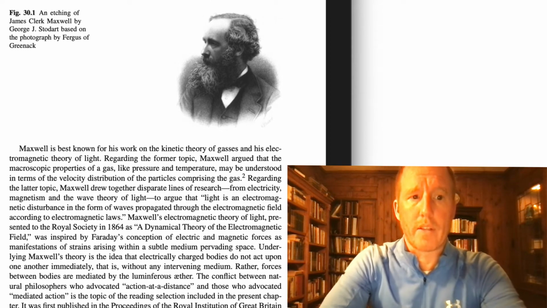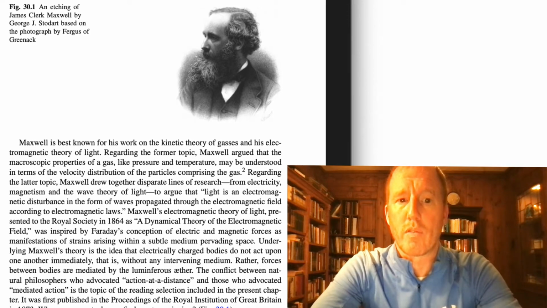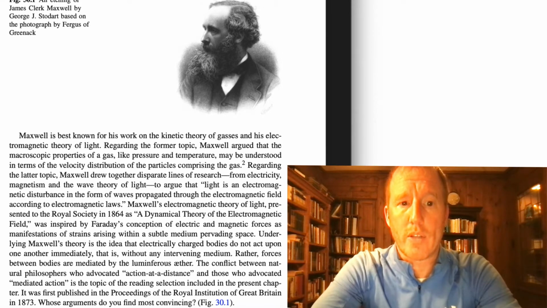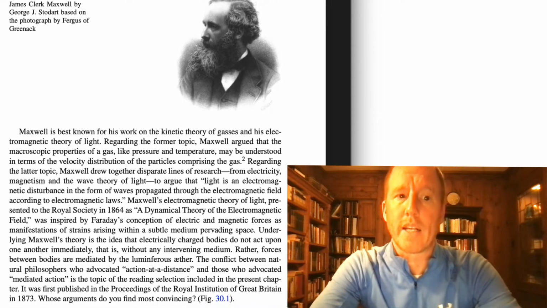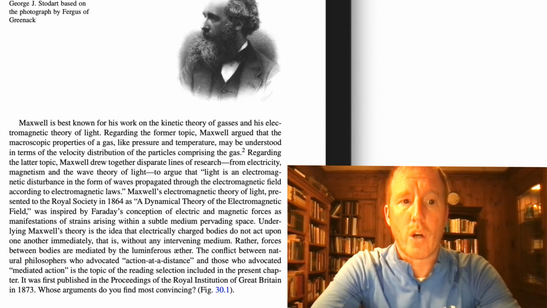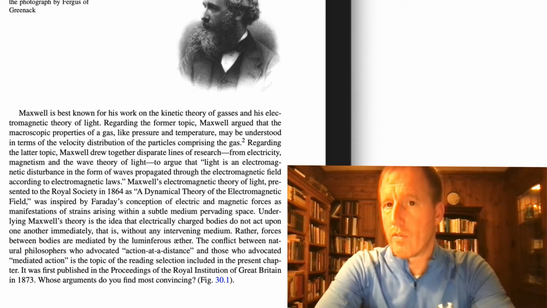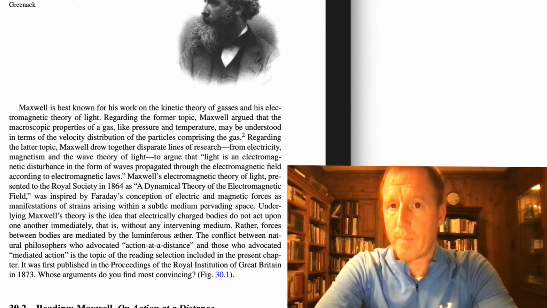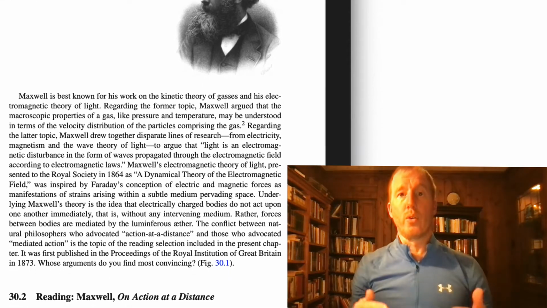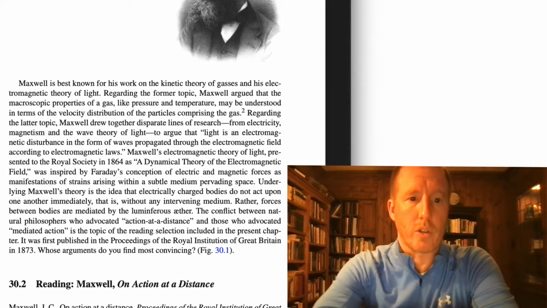Regarding the latter topic, that is the electromagnetic theory of light, Maxwell drew together disparate lines of research from electricity, magnetism, and the wave theory of light to argue that, quote, "light is an electromagnetic disturbance in the form of waves propagating through the electromagnetic field according to electromagnetic laws." So remember, in this class what we've done so far is we've treated electricity separately and magnetism separately and light separately. And now we are unifying them into an electromagnetic theory of light. And this is essentially the work of James Clerk Maxwell.